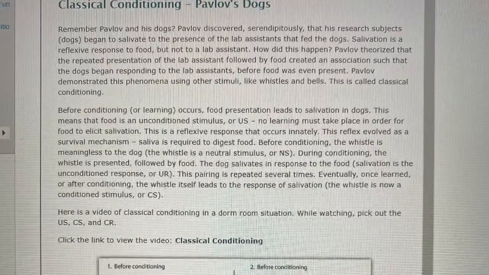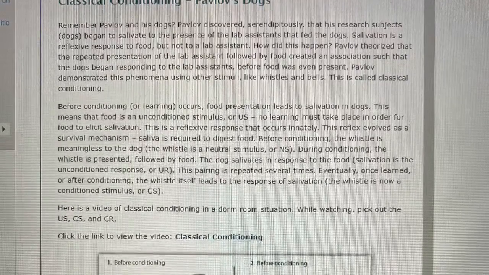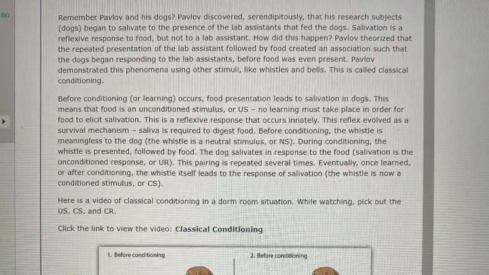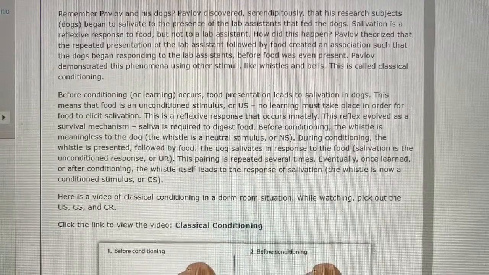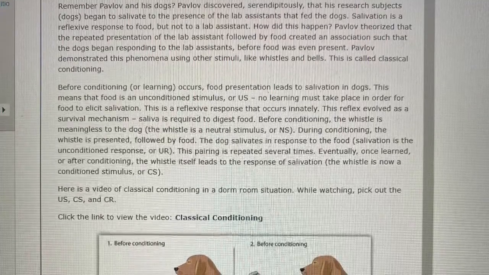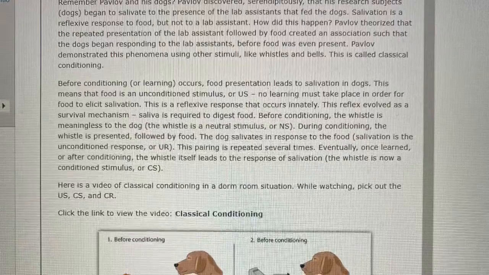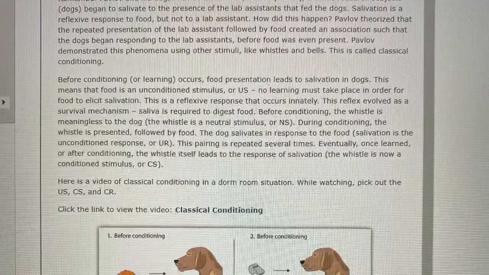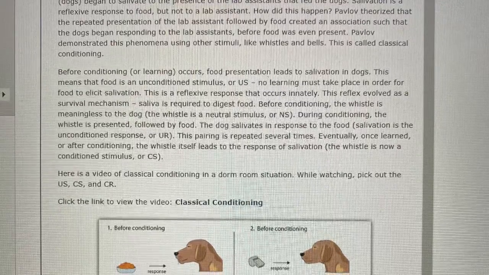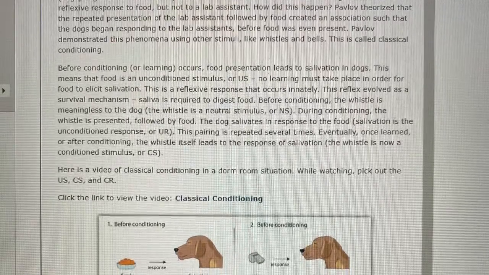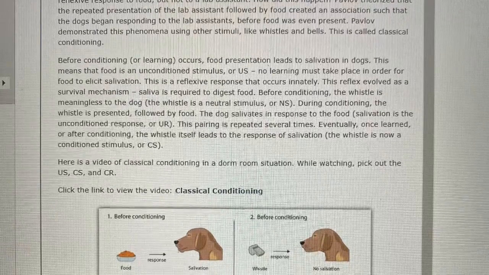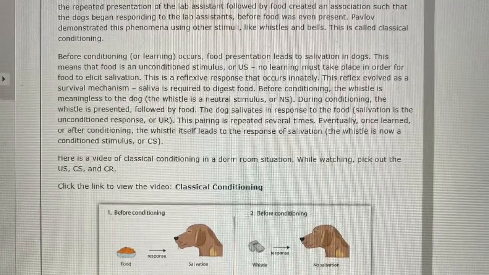Classical conditioning. Pavlov's dogs. Remember Pavlov and his dogs? Pavlov discovered serendipitously that his research subjects, dogs, began to salivate to the presence of the lab assistants that fed the dogs. Salivation is a reflexive response to food, but not to a lab assistant. How did this happen? Pavlov theorized that the repeated presentation of the lab assistant followed by food created an association such that the dogs began responding to the lab assistants before food was even present.